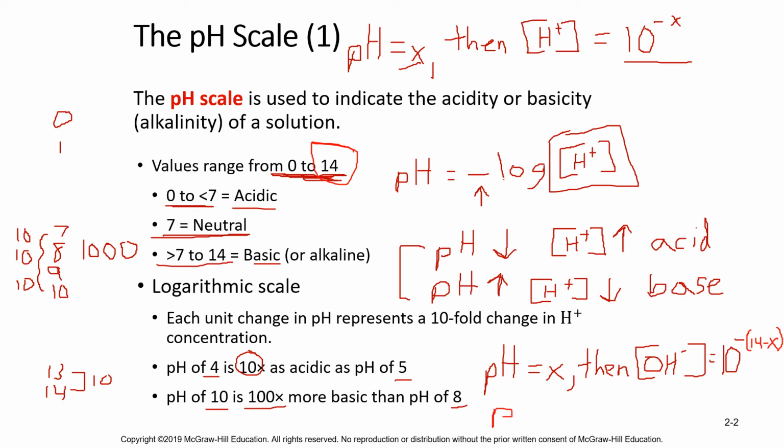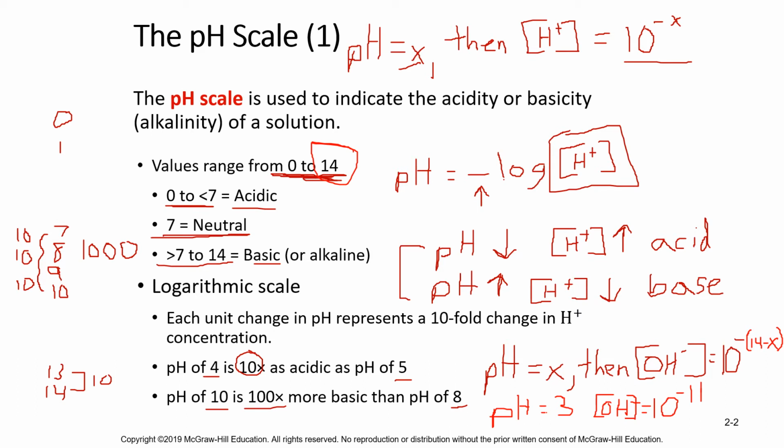So if our pH is equal to 3, then your hydroxide ions are 10 to the negative, what's 14 minus 3? 11. So then your hydroxide ion value is 10 to the minus 11.